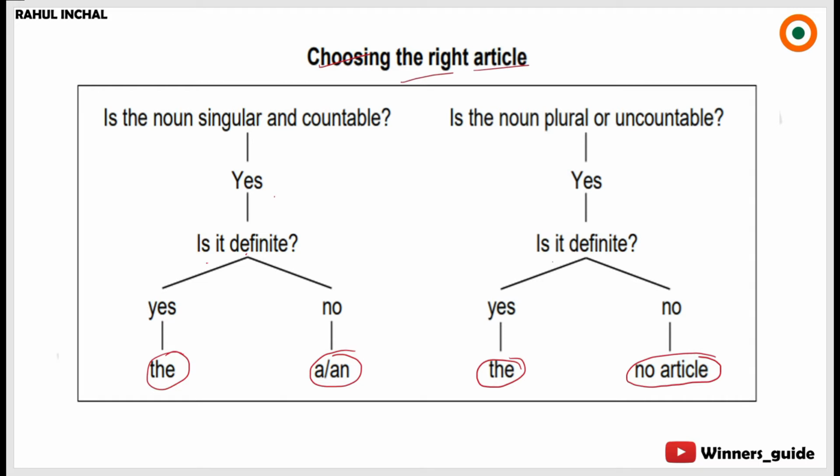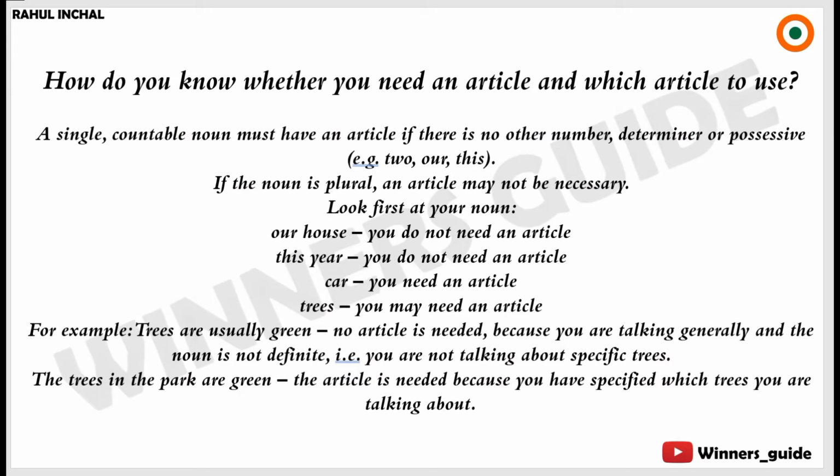I want you to look at this table once again. Okay, is the noun singular and countable? If yes, is it definite? If yes, we use the. If no, we use a or an. Is the noun plural or uncountable? If yes, is it definite? If yes, we use the. If no, we use no article whatsoever. Don't get confused. Now, how do you know whether you need an article and which article to use?